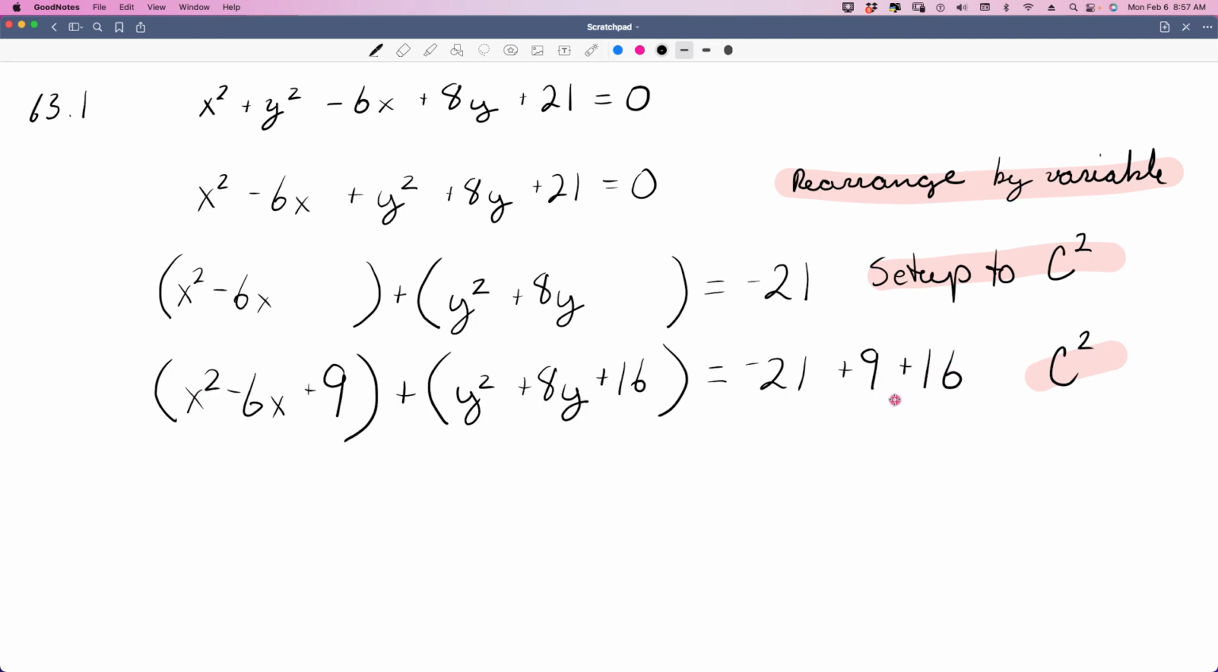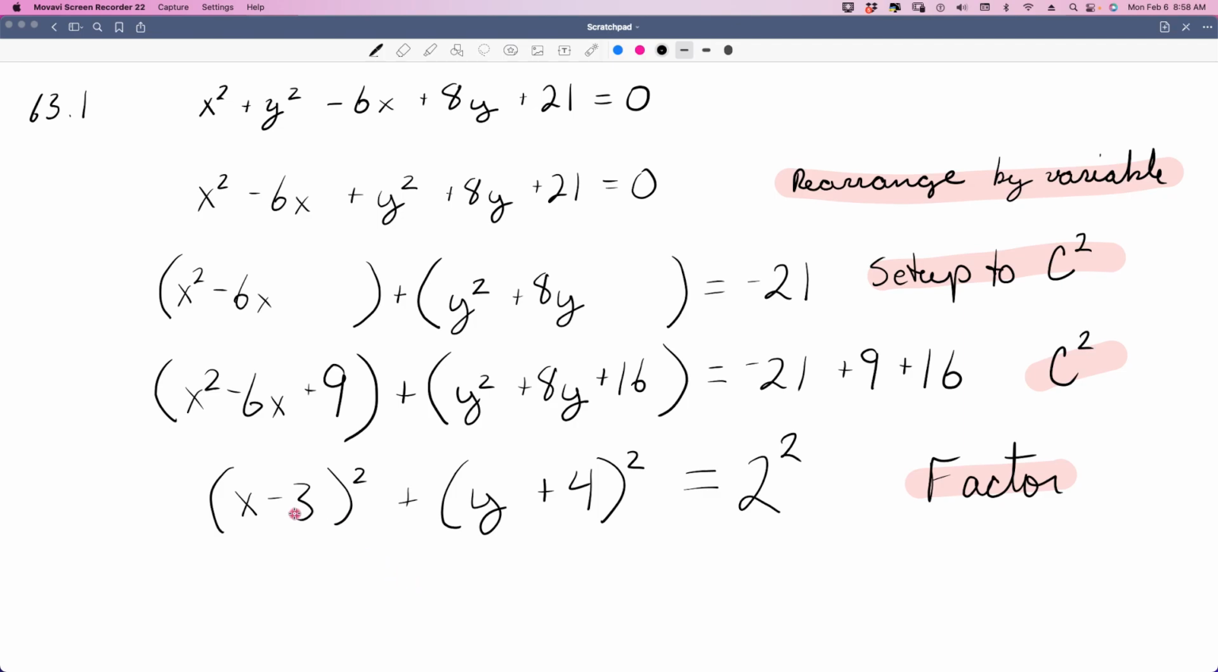Now we do the final step, which is to factor it so that we can get to our origin and our radius. So the final step is where we factored it, and we factored this as x minus 3 squared, and this is factored as y plus 4 squared. And then our result here, when we combine these, we get 4.